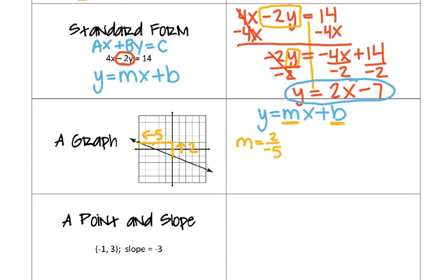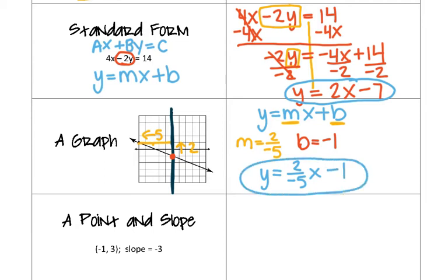And for my b, I'm trying to figure out where along the y-axis this graph crosses. If I look, it crosses right here, and that's at -1. So my b is -1. Now I just plug into my equation. y equals m was 2 over -5 x plus my b, which is -1.